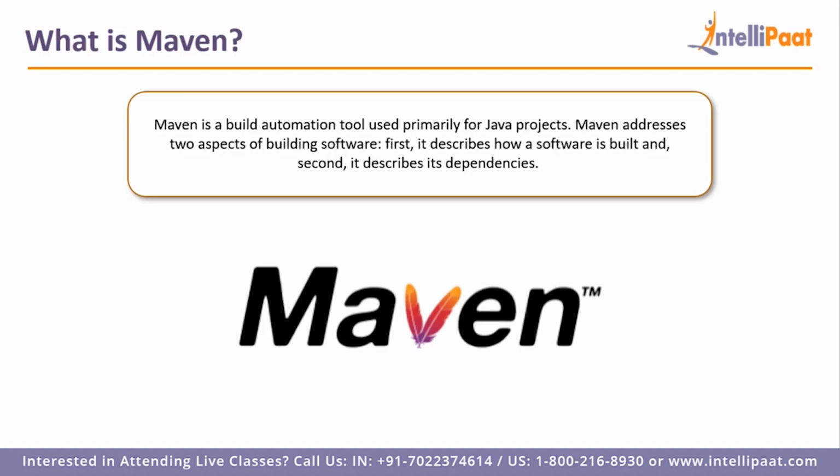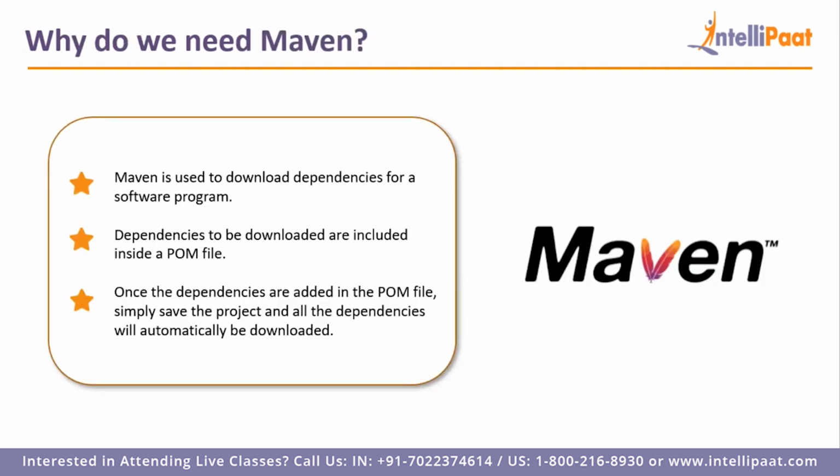So now, instead of searching the internet for all your dependencies or all the libraries that you need, you just need to specify the dependencies that you need inside a pom.xml file, which is basically the file that Maven reads and then downloads those dependencies automatically for you through its central repository system, right? So this is what Maven is.